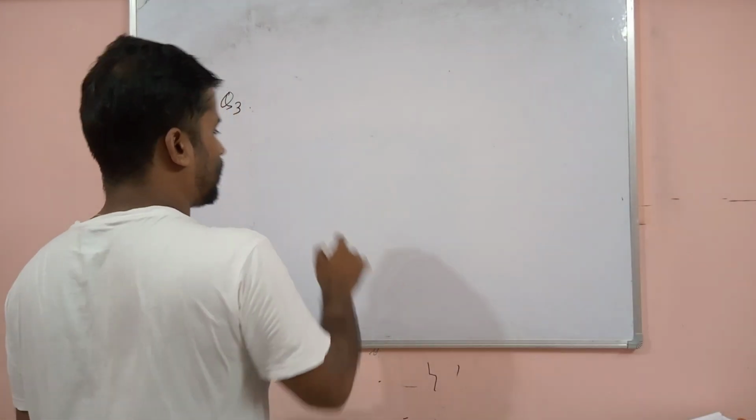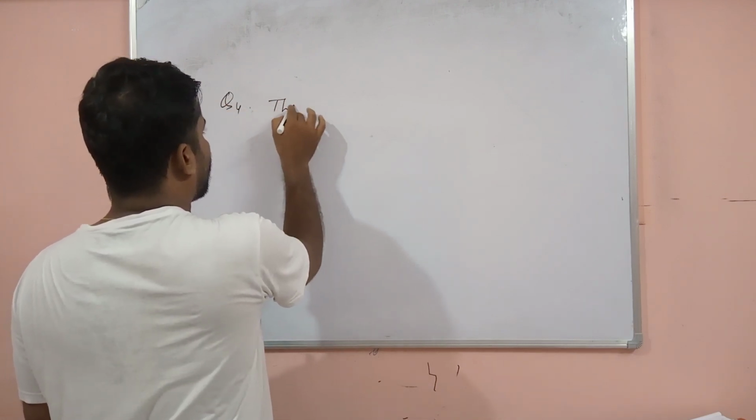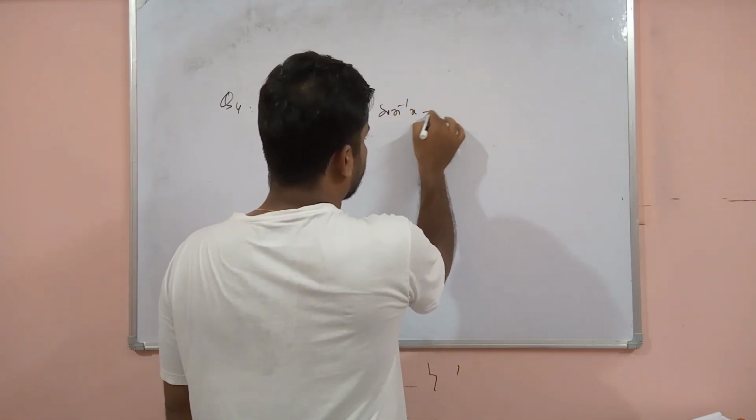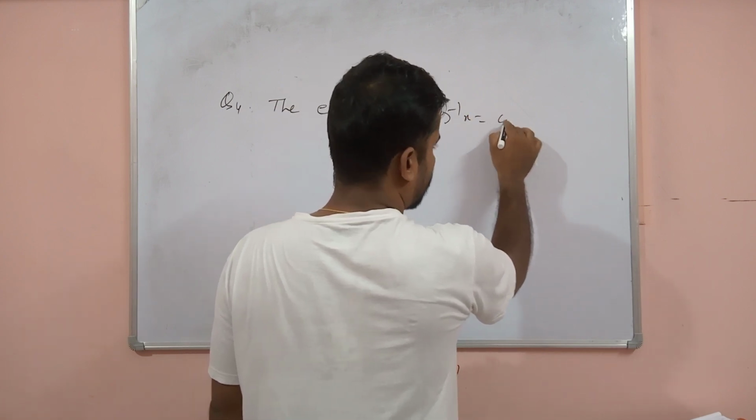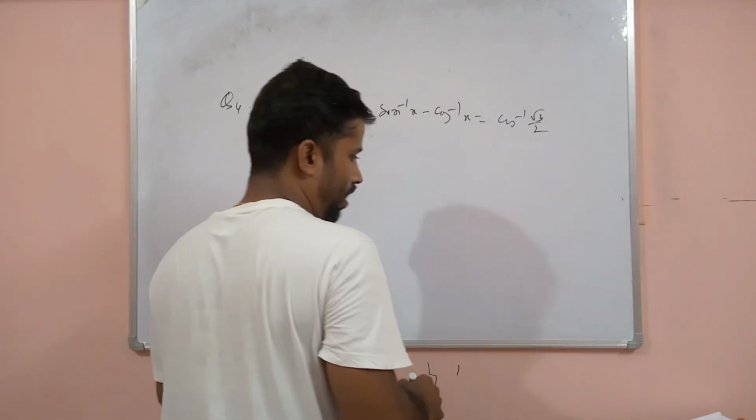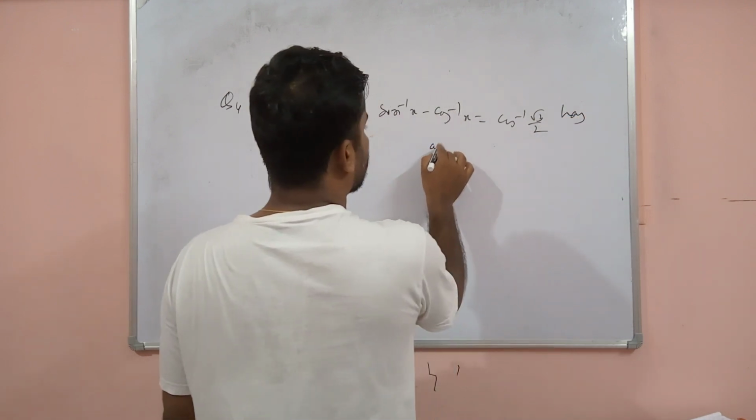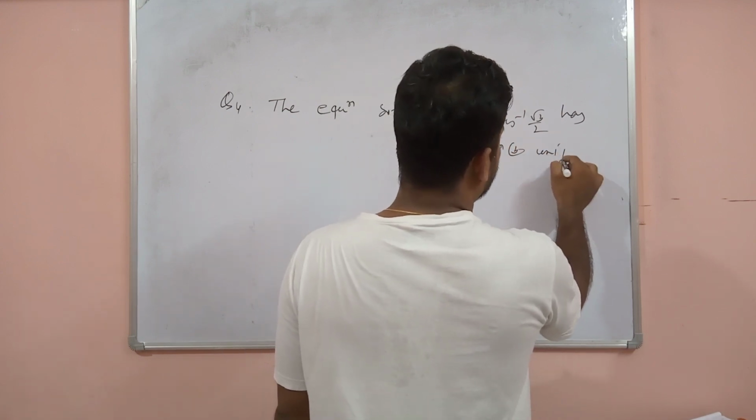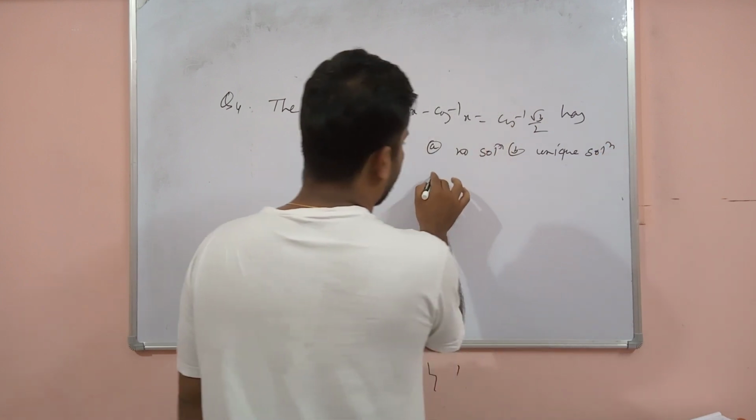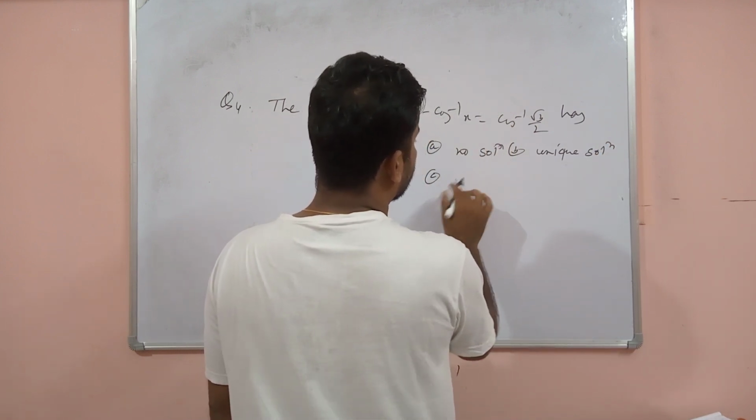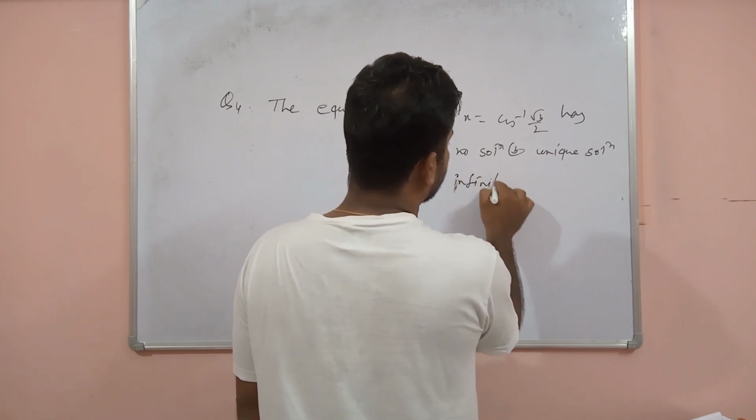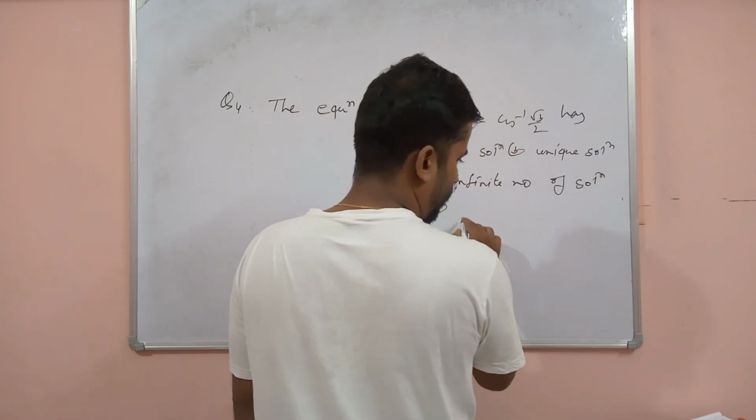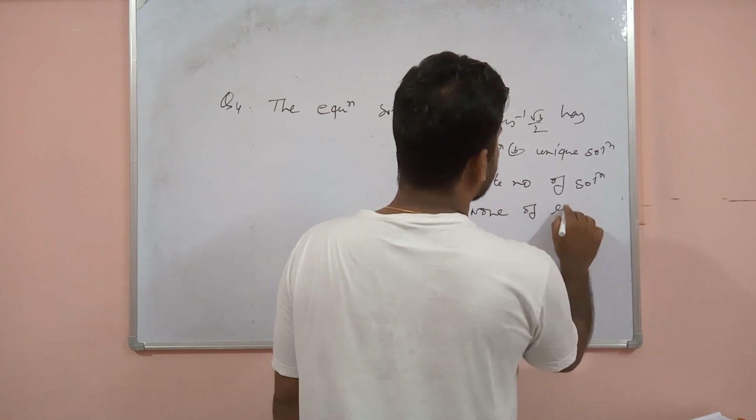Let's see question number 4. The equation sine inverse x minus cos inverse x is equal to cos inverse root 3 by 2 has: A, no solution; B, unique solution; C, infinite number of solutions; and last one is none of these.